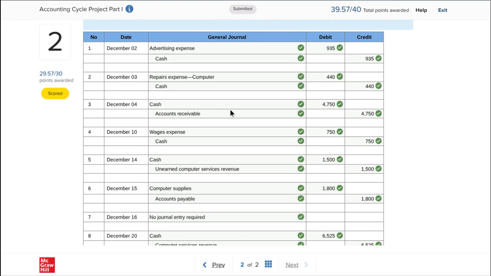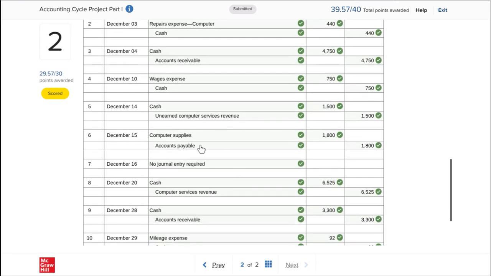And debited cash for $1,500 and credited unearned computer services revenue for the same amount. For purchases on credit, like supplies purchased on December 15th, I debited the correct supply account and credited accounts payable because supplies are an asset and it was purchased on credit, so accounts payable increases.